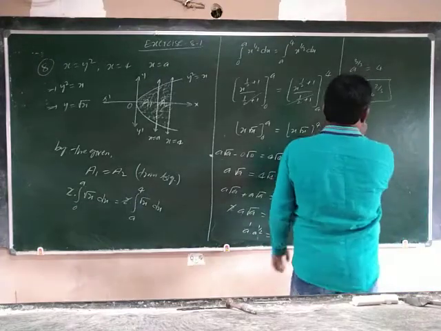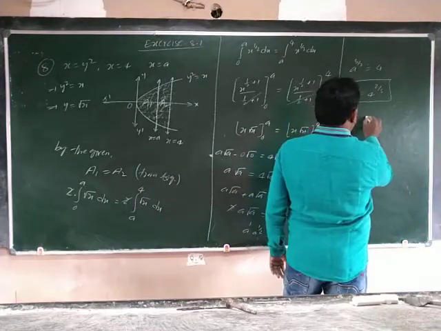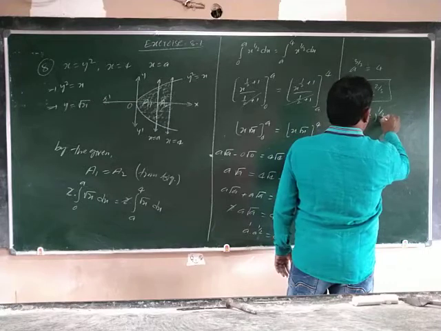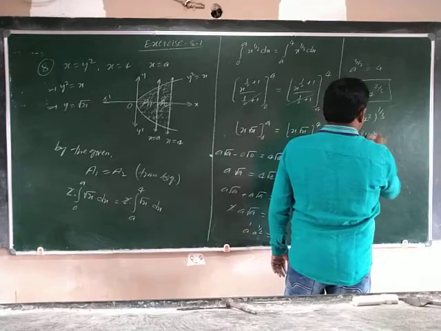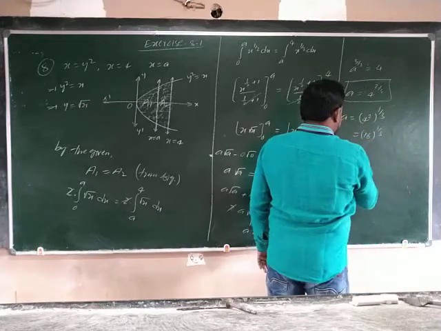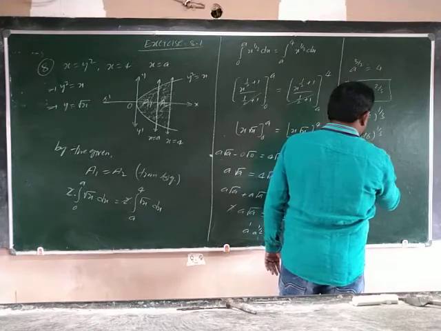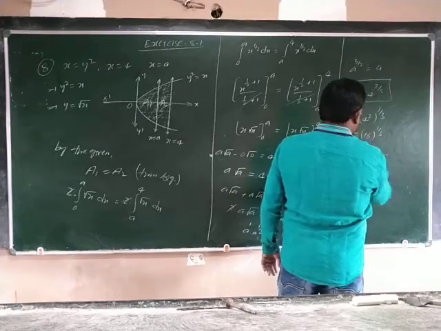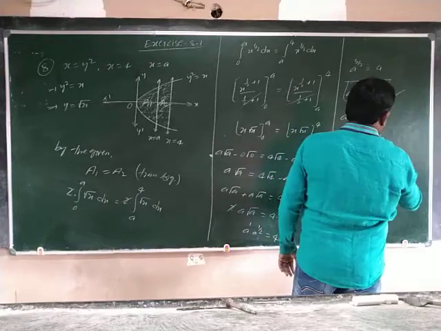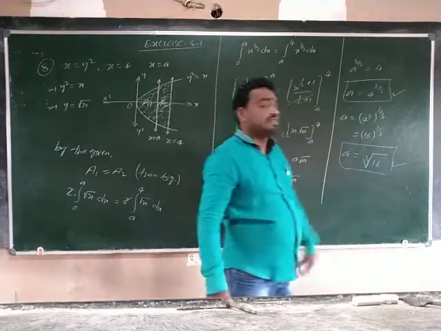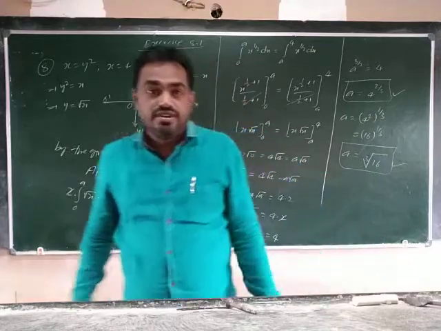Otherwise, we can write this one: a is equal to (4 square) whole power of 1 by 3. 4 square is 16, to the power of 1 by 3. So a is equal to the third root of 16. You can write this one or this one, this answer is also enough. Okay, this is our a value.